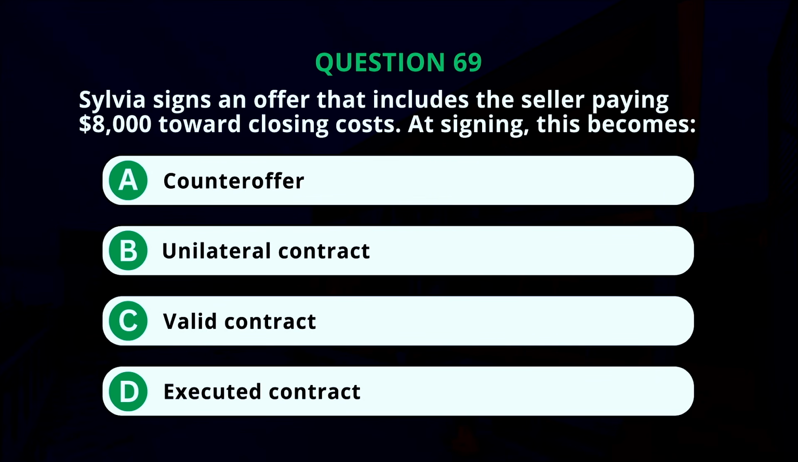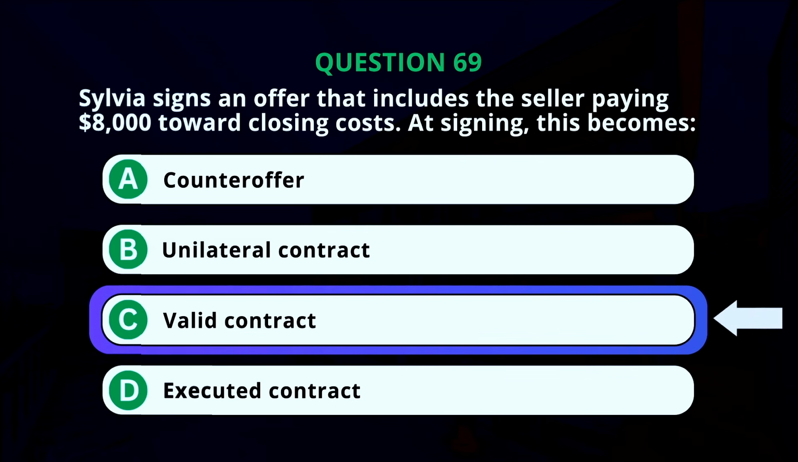Question number 69. Sylvia signs an offer that includes the seller paying $8,000 towards closing costs. At signing, this becomes letter A, counter offer. Letter B, unilateral contract. Letter C, valid contract. Letter D, executed contract. And the answer? Letter C, a valid contract.